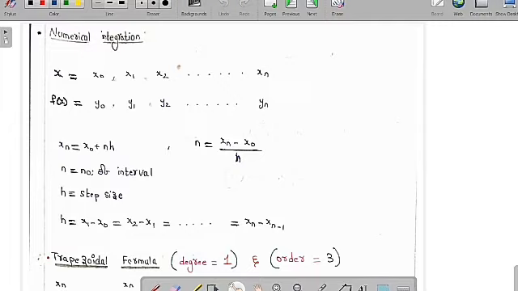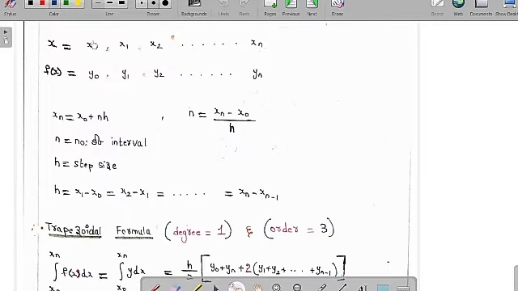So therefore, let me assume a function f of x. It is going to have the values x0, x1, x2 up to xn. For x0 the value is y0, for x1 the value is y1, and for x2 the value is y2, and it goes on up to xn, where the output is yn. Then xn is equal to x0 plus n into h, where n is called the number of intervals. See, this is 1 interval, 2 interval, 3 interval, like this. The number of gaps between them is called the number of intervals.